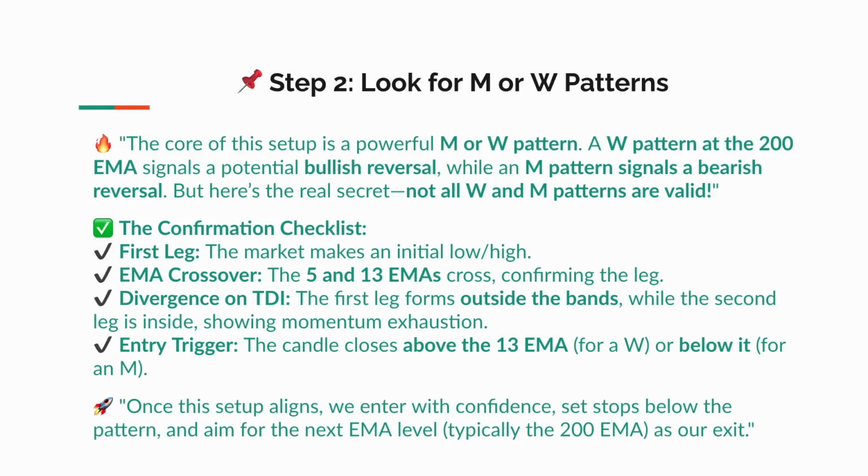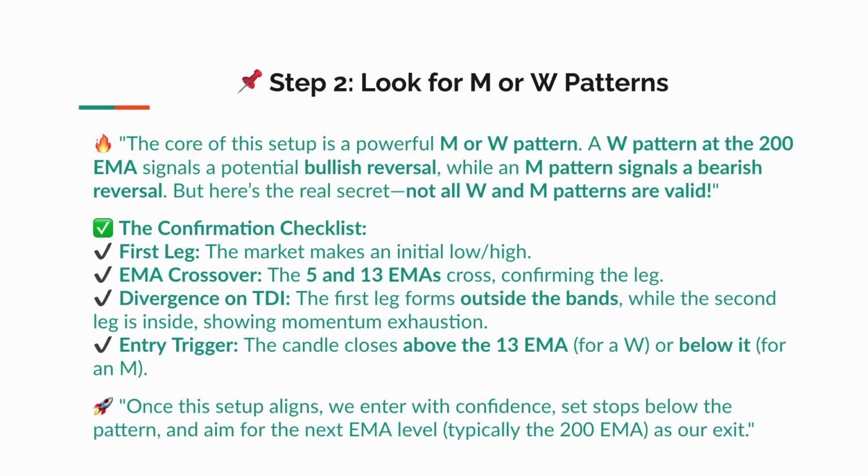The confirmation checklist, what are all the things you need to see: first, the market makes an initial low or initial high. In case of M pattern, initial high; in case of W pattern, initial low, when it is forming. The next checklist is EMA crossover. The shorter period moving averages, 5 and 13 EMA, will cross and the market will rally, confirming the leg. So the bullish leg, that is the W pattern's first leg, will be starting.